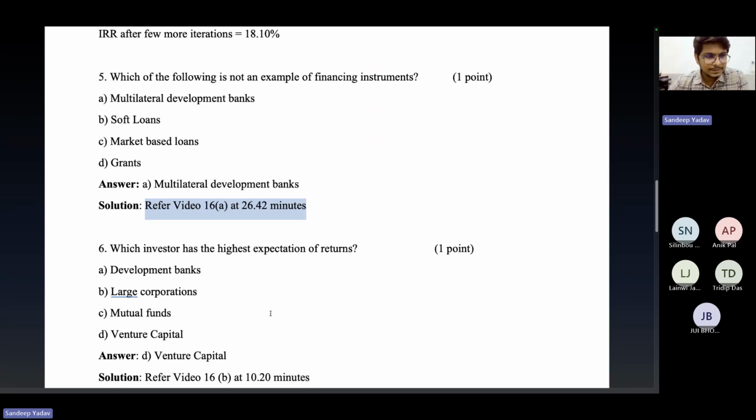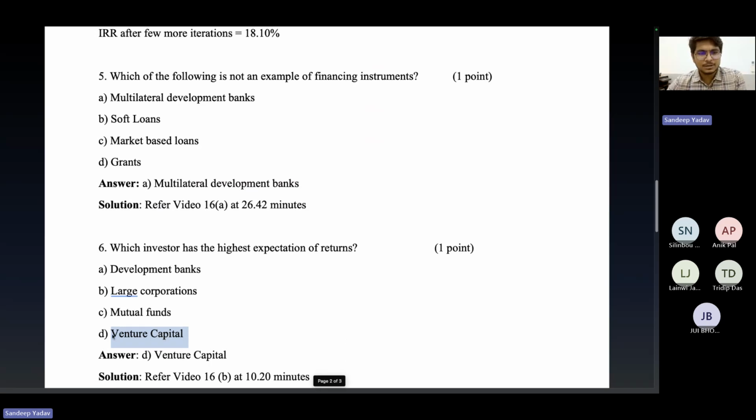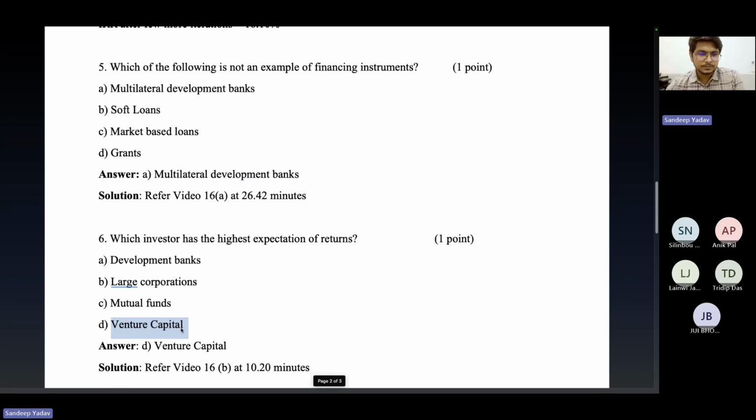Moving ahead to question number 6, which investors have the highest expectation of returns? The development banks, large corporations, mutual funds, or the venture capitalists. Here we have seen that venture capitalists expect higher returns as compared to all the other three options.